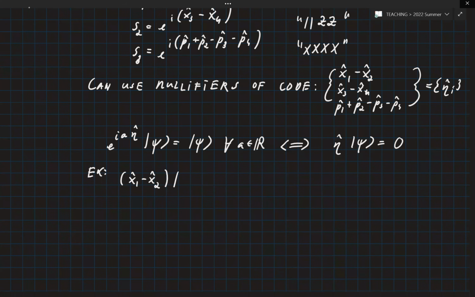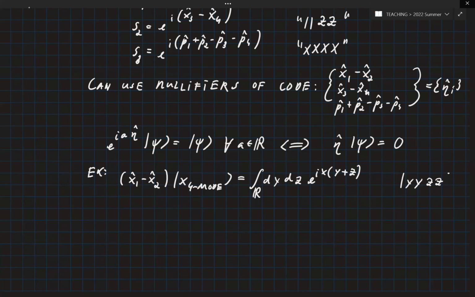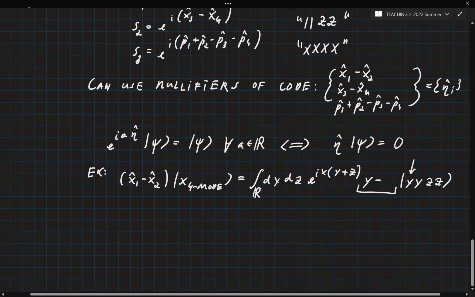the annihilator is another name for these x1 minus x2, we write out the state. Sorry, y dz. We write out the code word. Plug in the nullifier here. Well, x1 is a position label. x1 hat is a position label, and it acts on the first mode. So that'll just spit out y. The minus goes along for the ride.